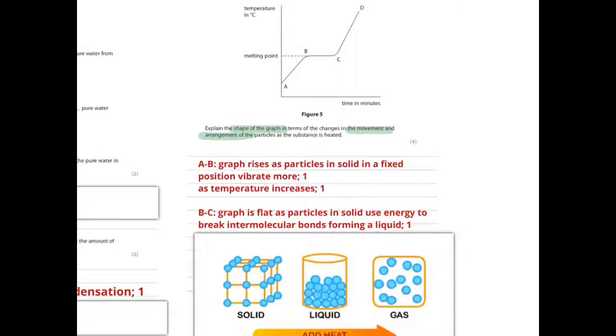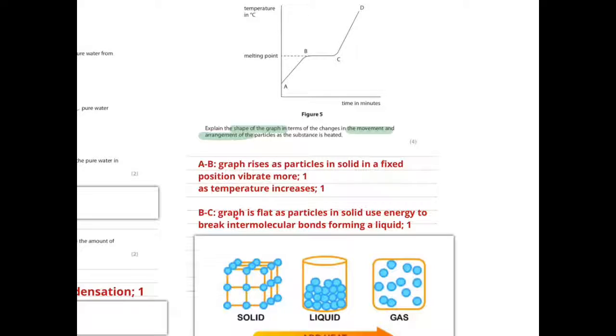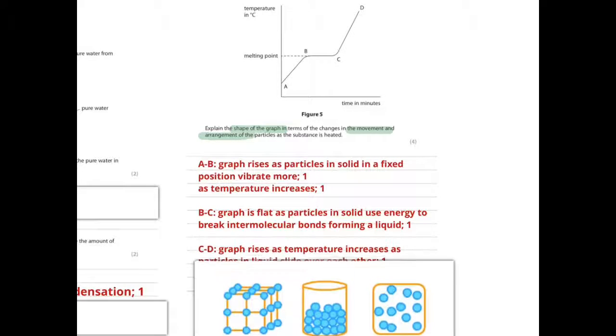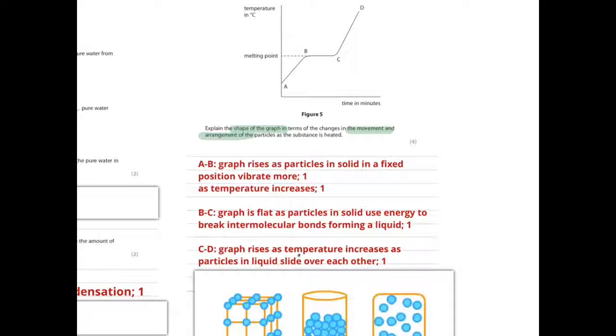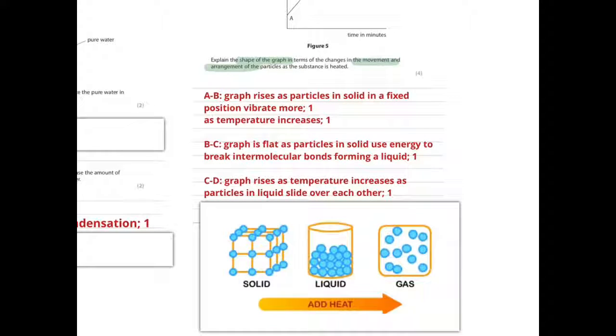Between B and C, the graph is flat as particles in the solid use energy to break the intermolecular bonds forming the liquid. So these particles are breaking and we're forming the liquid. So that's why it's flat there. And then C and D, the graph rises as temperature increases as particles in a liquid slide over each other. So now, as I said, we're describing, once again, we're linking it back to the movement and arrangement of particles.